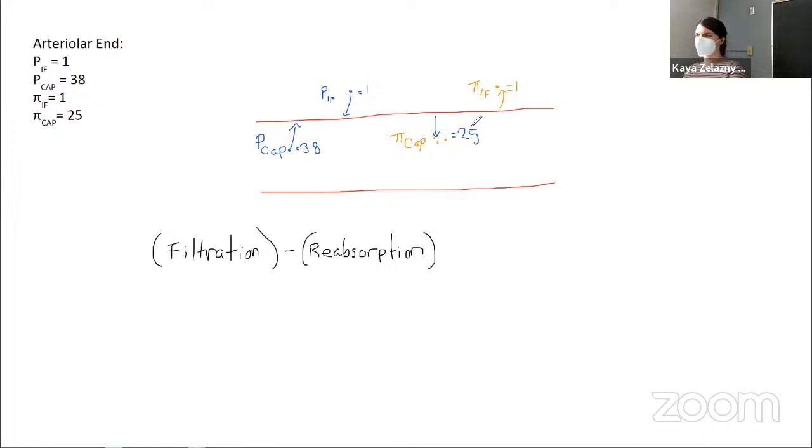So to do that, I'm going to look at the arrows, right? So filtration is which direction? Out of the capillary or into the capillary? Yeah. We're looking for anything out of the capillary. So that's going to be the hydrostatic pressure of the capillary, as well as the osmotic pressure, sorry, the osmotic pressure of the interstitial fluid out of the capillary.